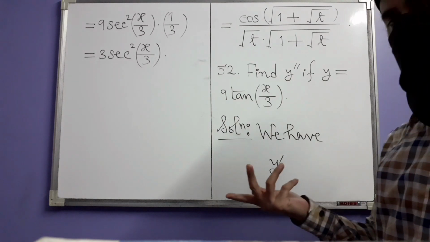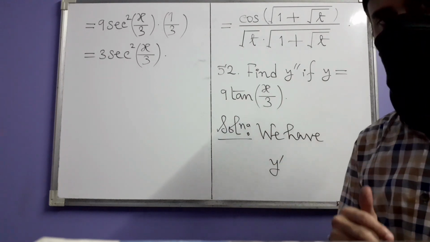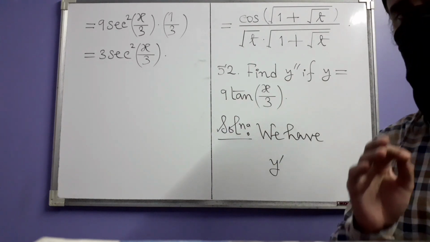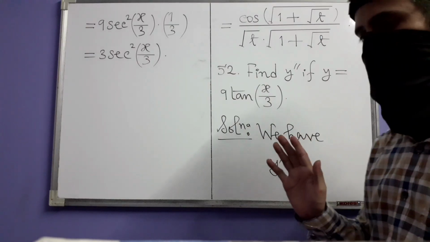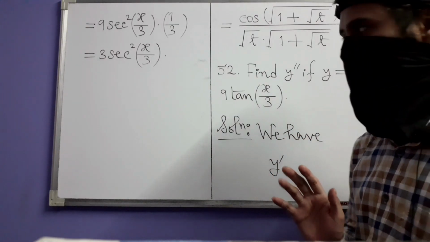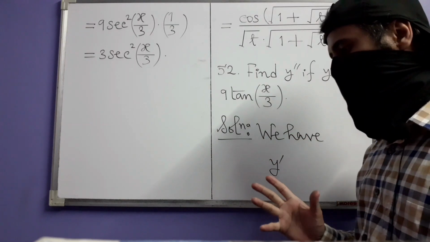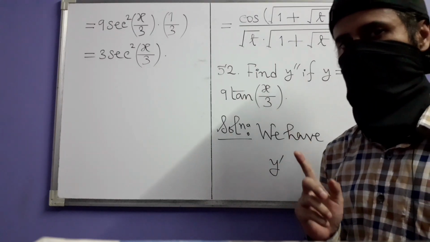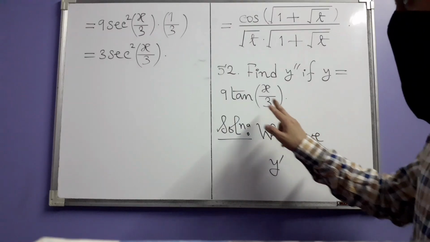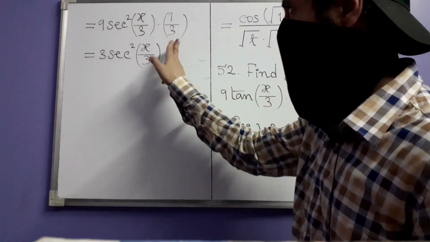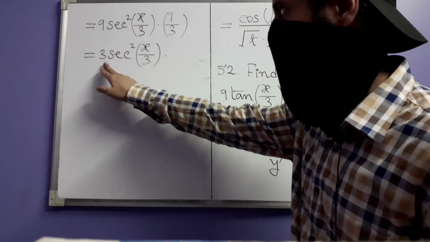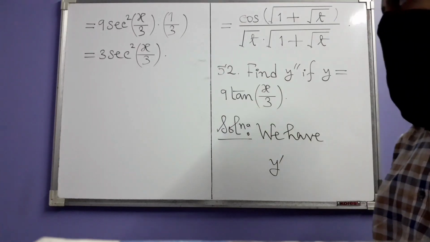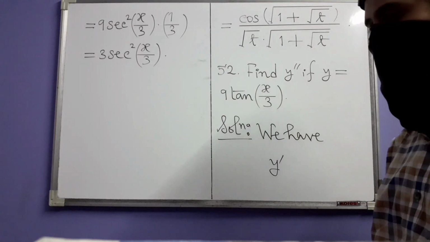You can also do things like this, skipping steps, once you get good at it, but be careful to not make any mistakes. And whenever you do something, please recheck what you have done at least once. So then after cancelling this 3, I mean there is a cancellation, this is how you get the derivative: 3 times secant square x divided by 3.